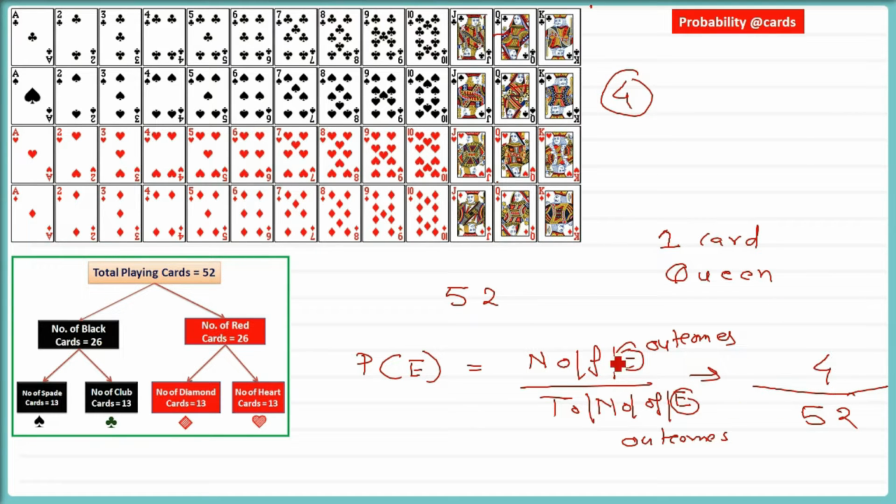So the favorable is 4 and total number of outcomes are 52. 4 divided by 52 is 1 by 13, and this is the probability of getting a queen if 1 card is picked from the deck of 52 cards. In probability, mostly the questions are asked on cards or rolling a die.